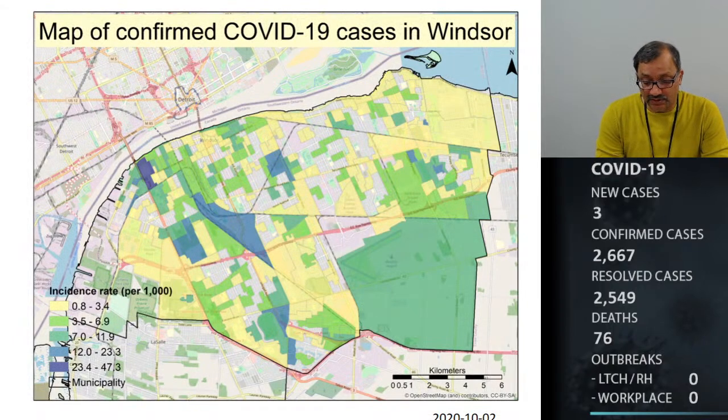This map focuses on just the city of Windsor by the rate per 1,000 residents, and once again the areas with no color are where there are no lab confirmed cases. As described above in the previous map, this map is comparing the cases only in Windsor, and the scale is between 0.8 cases per 1,000 to 47 cases per 1,000.